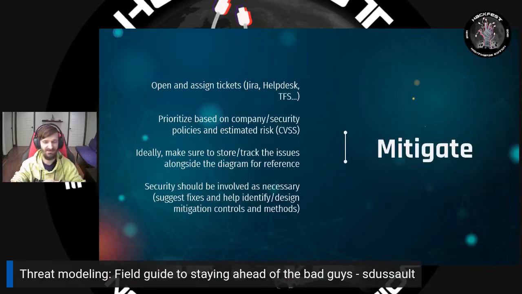Next one, mitigate. So I think this one I've covered quite a bit already, but basically this is the part where you open and assign tickets. So whether you're using Jira, Helpdesk, TFS, or a combination of all of those, or, I don't know, Jenkins, this is the part where you open tickets and just work on stuff. So for this step, you can use the CVSS score, so the estimated vulnerability ranking score, as well as the impact, the likelihood of it happening, and so on and so forth. You can have different criteria based on your own preferences, and basically just fix issues.